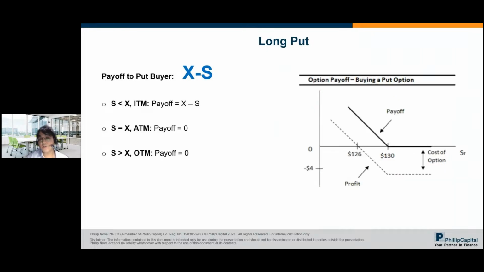On the other hand, we have a long put, which means you're buying a put, and the payoff formula is essentially just reversed. It's the strike price minus the underlying price. And again, when you long a put, it's in the money when the market price falls below the strike price, and this is the payoff.